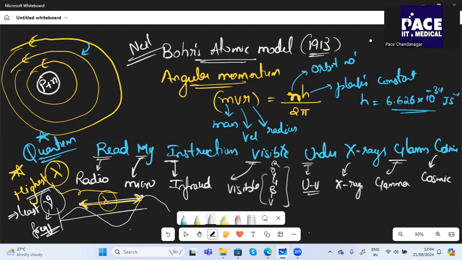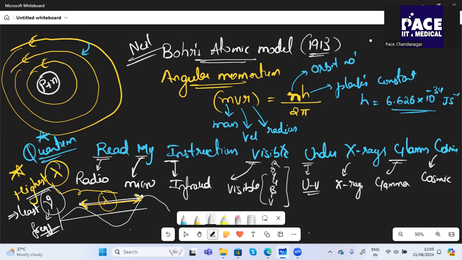Questions can be asked where you are given a couple of rays and asked to arrange them in increasing or decreasing order of their wavelengths or frequencies. So we can go accordingly with our meme: Read my instructions, visible under X-ray glasses cosmically. That is how we can go. So this is about the electromagnetic spectrum.